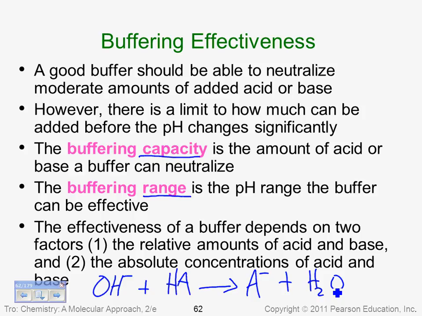you no longer have the buffer. And then the pH starts going quickly up, almost to 14. Not quite, but almost. You had pure water. That's not a buffer at all. What you've done there is you have exceeded the capacity of that buffer. There's a limit to how much acid or how much base that buffer can neutralize.